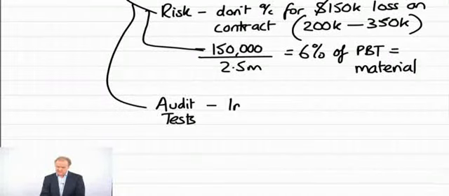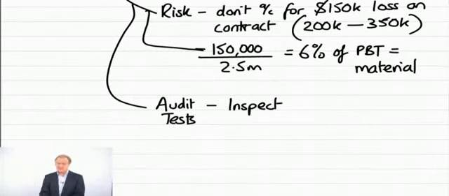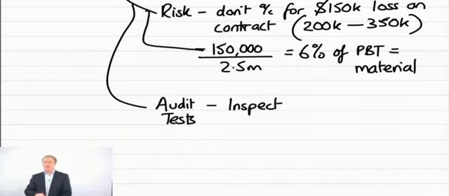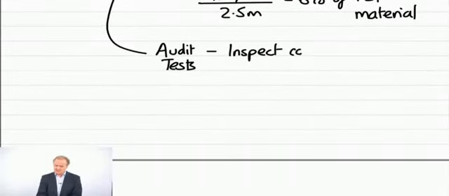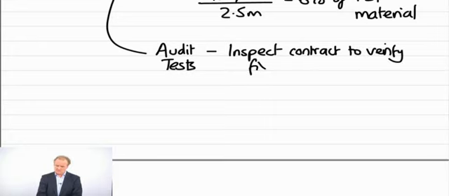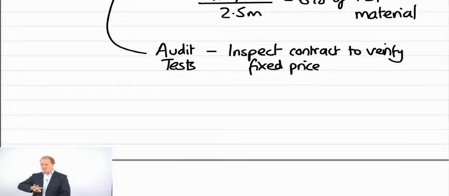So I would like to inspect. Notice this is procedures, not evidence. We're planning the audit, the work's not been done yet, so you have to tell people what to do. Procedures. So inspect the contract to verify fixed price. And you'll need to do that to help calculate, of course, the projected loss that we have just said is going to happen.